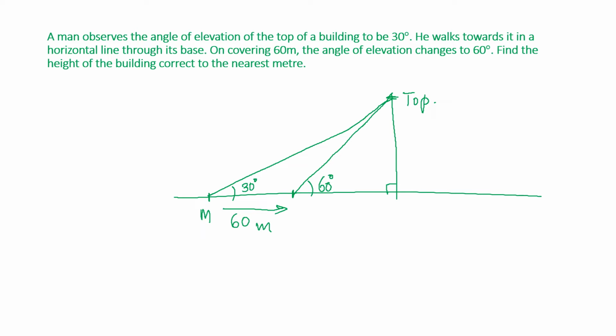You observe that there are two right angle triangles. One is this right angle triangle, and the other is this right angle triangle. And in both of them, the building is the common part. The vertical is common. Let's go to the next one.